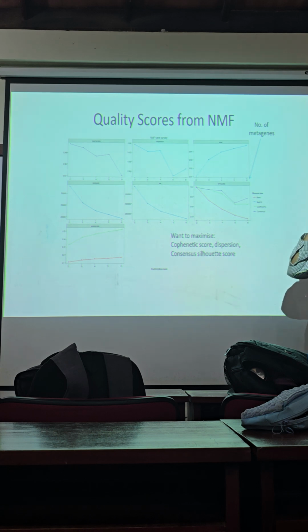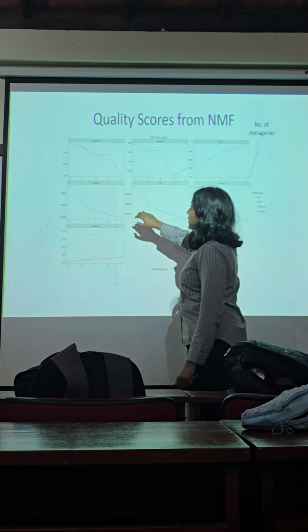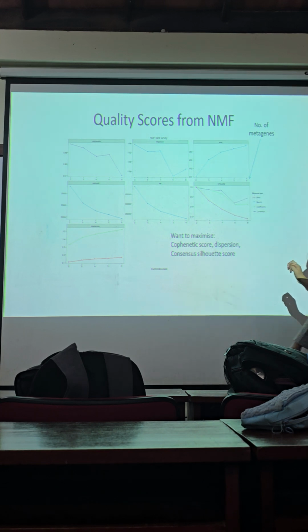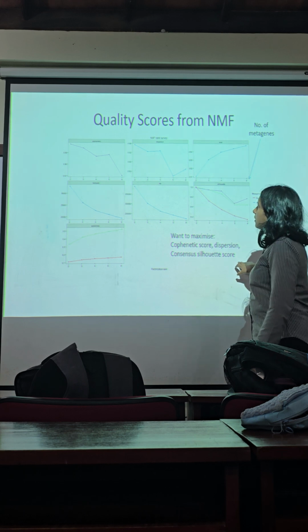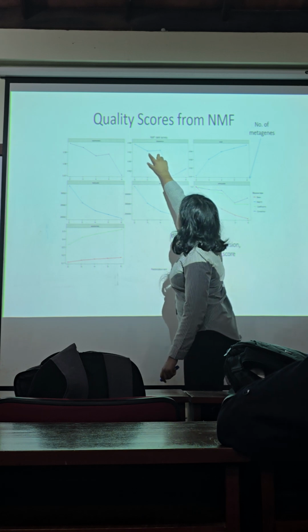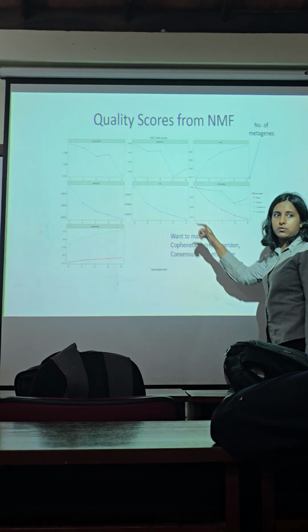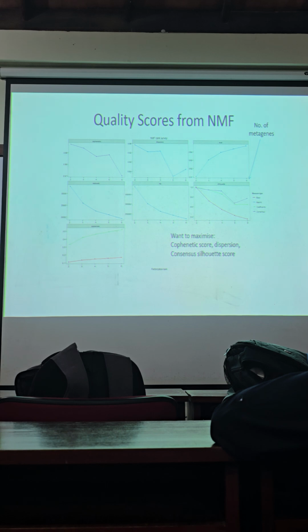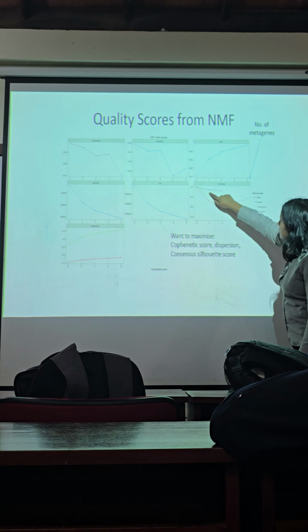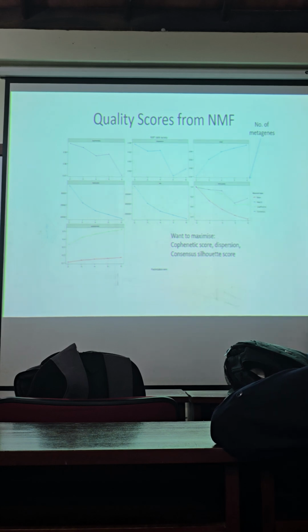In the cophenetic score, you see where it drops and where it maximizes after the drop, so that's around 5. When it comes to dispersion, it maximizes and then it drops here, so that's around 4. When it comes to consensus, that's around 4, where it becomes sort of maximum, and then there's a short drop. So from the scores itself, you can see there's around 4 to 5.